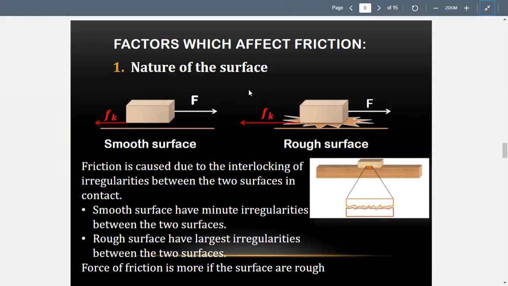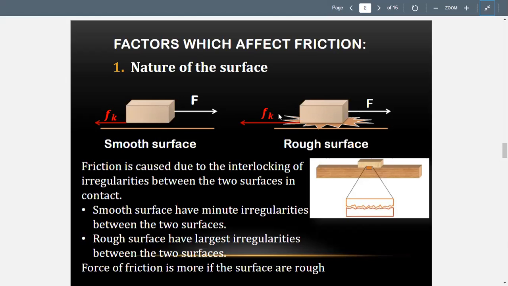So the first factor that probably affects friction is the nature of the surface. When we say nature of the surface, if we have wood, metals, rubber materials, then their degree of friction changes. Some materials offer more friction, other materials offer less friction. Or if the surface is rough or if it is smooth, then friction will be different.